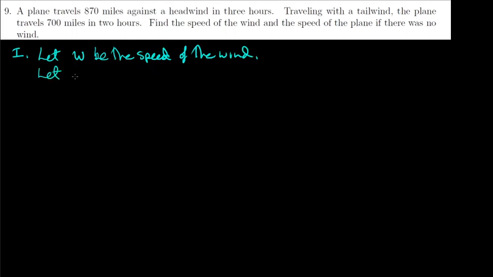Okay. Well, step 1, let's declare our variables, right? So instead of x, let's use w for wind. Let w be the speed of the wind. And for the speed of the plane, p. Right? Let p be the speed of the airplane. Okay, so that's what we're looking for, right? Step 2, make a table.